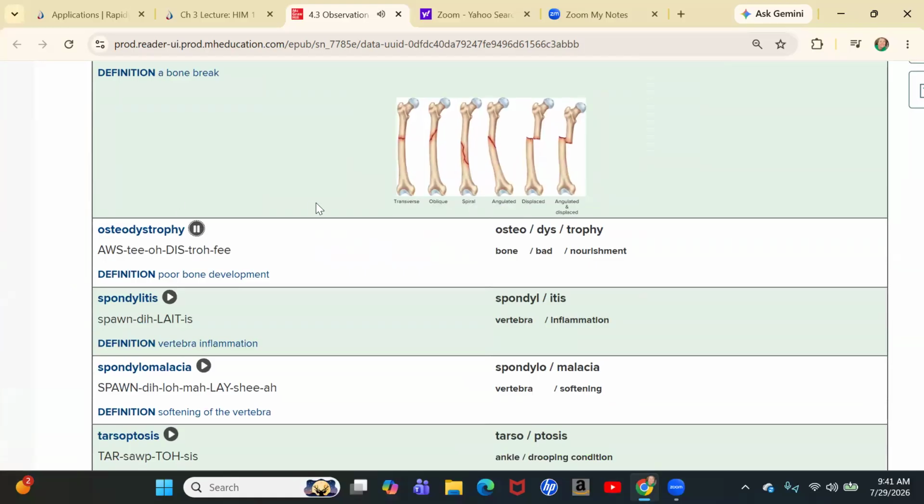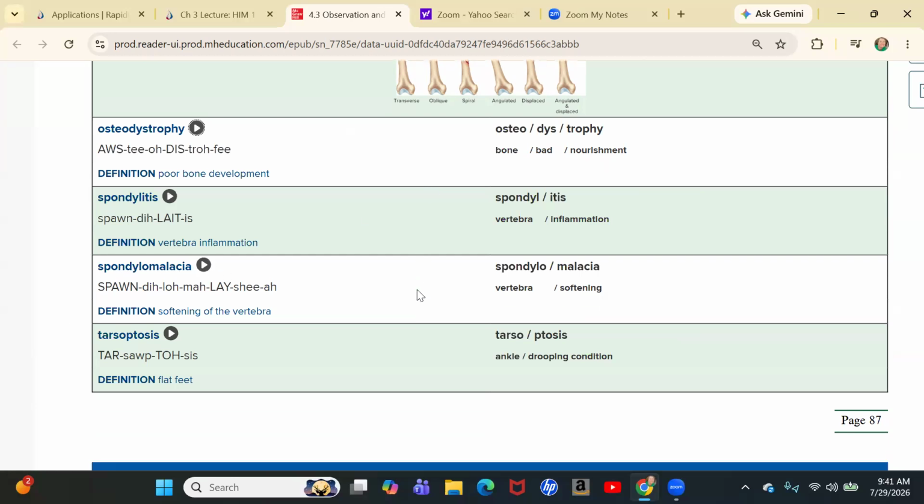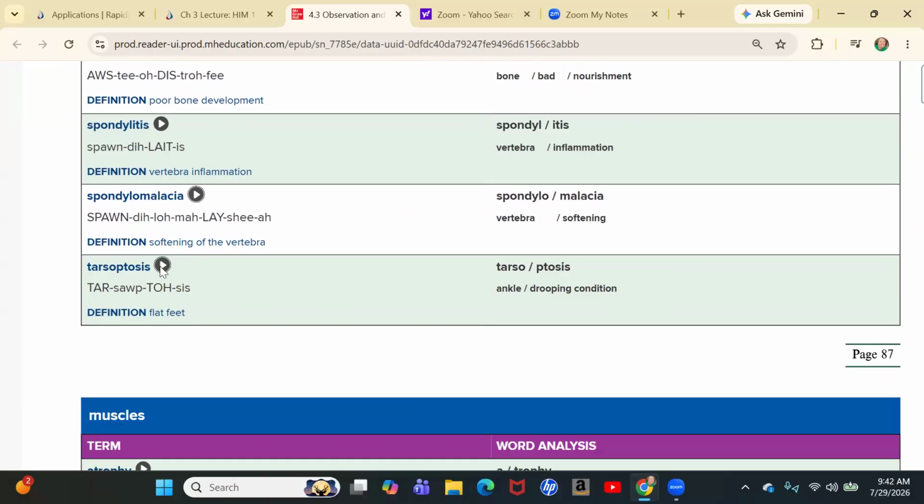So osteodystrophy. Poor bone development. This term trophy means development or nourishment. Okay. Spondylomalacia. This is bone softening, which is oftentimes due to a nutrient deficiency or could be something wrong with the kidneys as far as calcium metabolism. Okay. And remember, tarso meaning ankle.